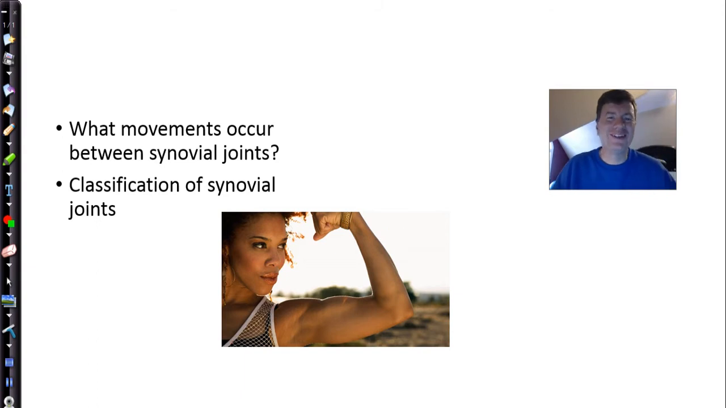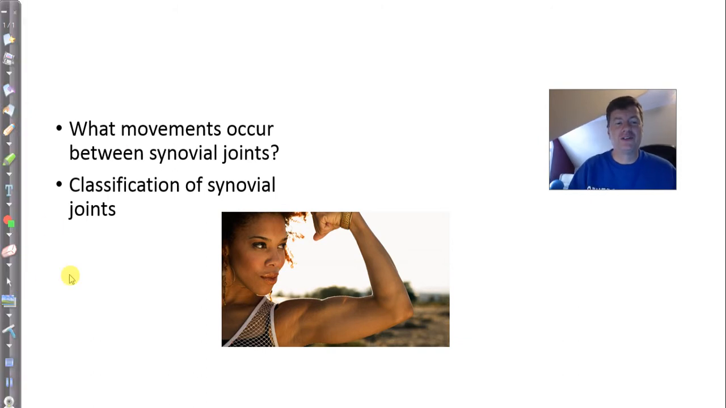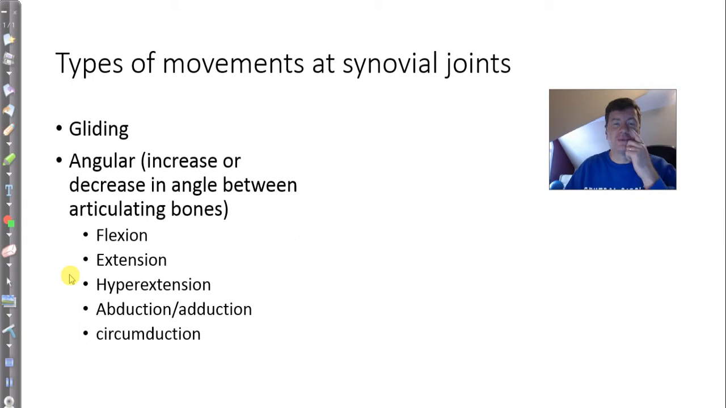Okay, we're almost done. This is 7.4, and here we're going to look at movements that can occur between synovial joints and just the briefest of classification of synovial joints. So in this video, I'm actually going to just give you a brief introduction. I'm going to show you another video that animates or shows examples of these so you have a better idea, and we'll act these out in class.